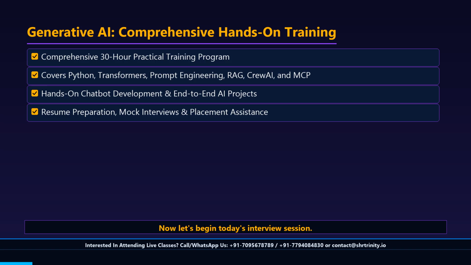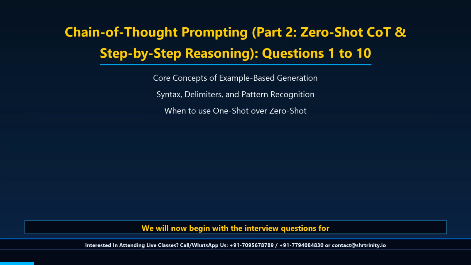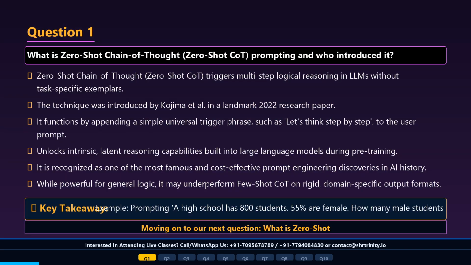Now let's begin today's interview session. We will now begin with the interview questions for chain-of-thought prompting, Part 2, Zero-Shot CoT and Step-by-Step Reasoning. Question 1. What is zero-shot chain-of-thought, zero-shot CoT, prompting and who introduced it?